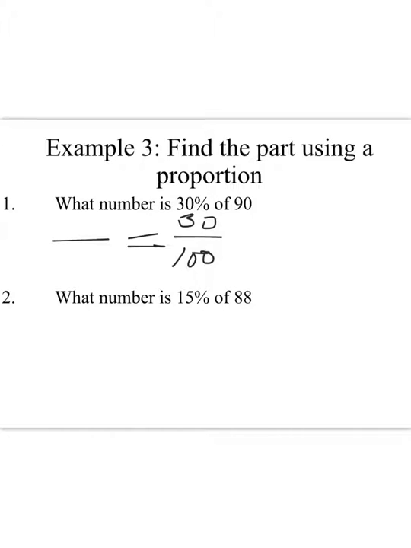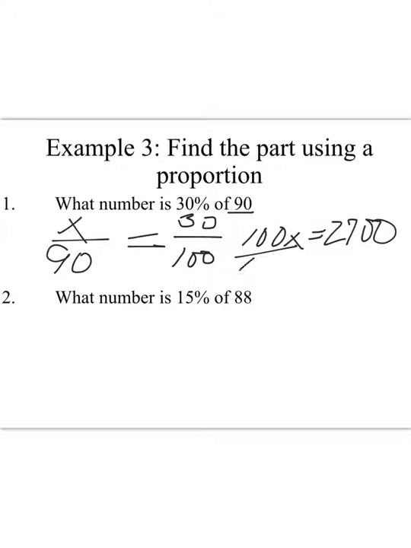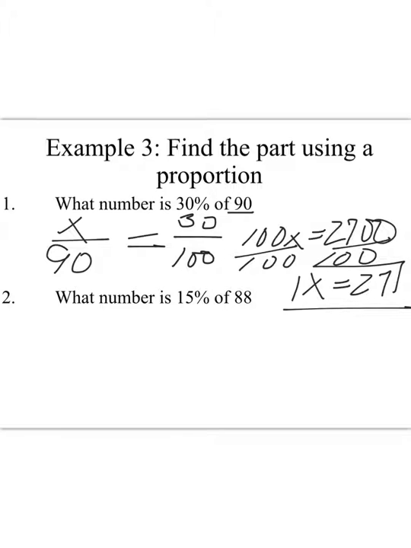So no matter what other words are around it, like the word is, as soon as you see that percent symbol, that's the number that needs to go over 100. And it says of 90, so we'll put 90 down in the denominator, leaving x for in the numerator. So 100x equals 2,700. We'll divide each side by 100, and x will equal 27. This time, since we were not talking about a specific percent, you can just leave it as 27.